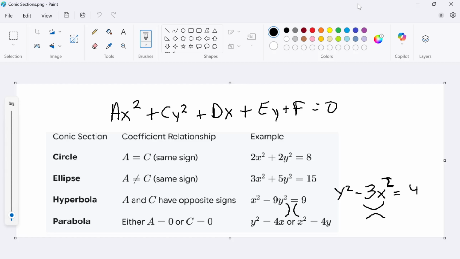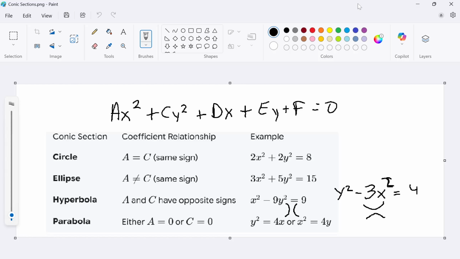For an ellipse, they are not equal, but they're the same sign. So it could be negative 2x squared plus 3y squared, or anything like that. Here's an example. Did I say different sign on my example? I gave an ellipse example. I think I said negative 3x squared plus 2y squared. No, they have to have the same sign. So here's a better example: 3x squared plus 5y squared. Same sign, not equal. And then for a hyperbola, they just have opposite signs.